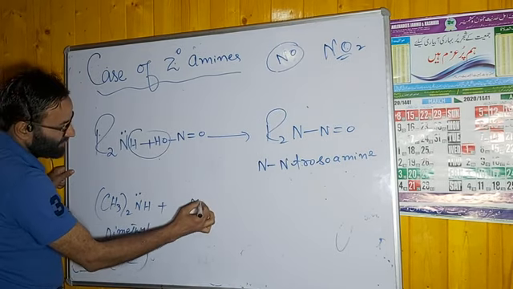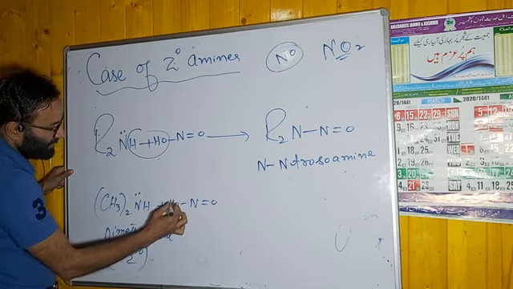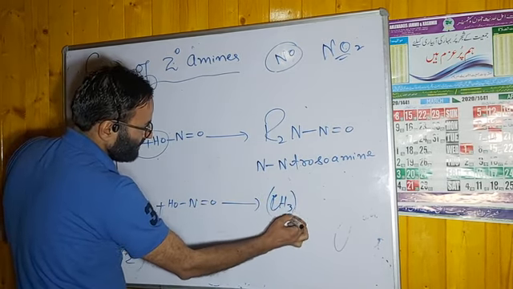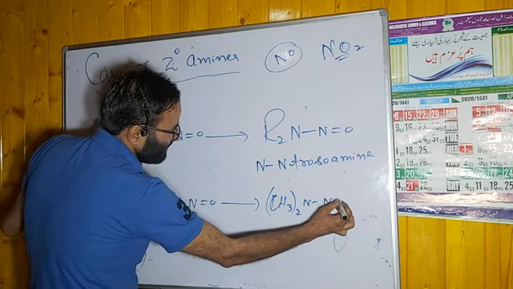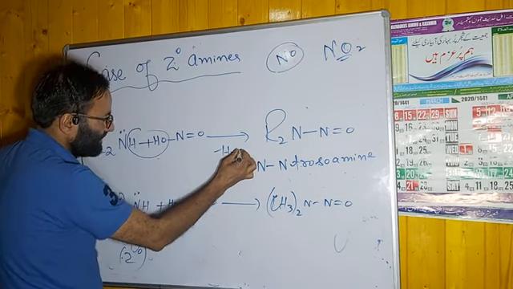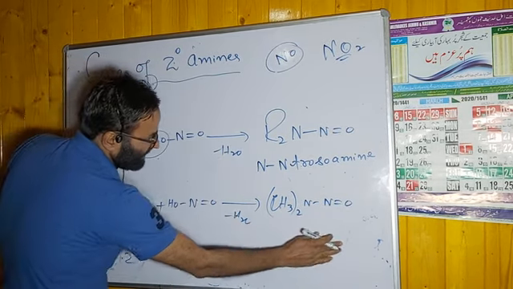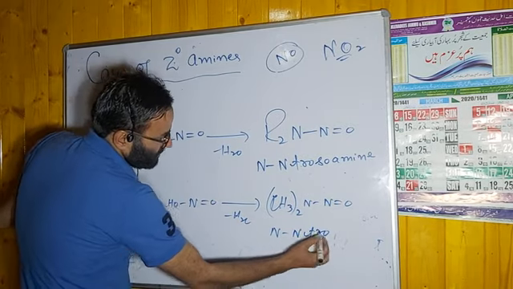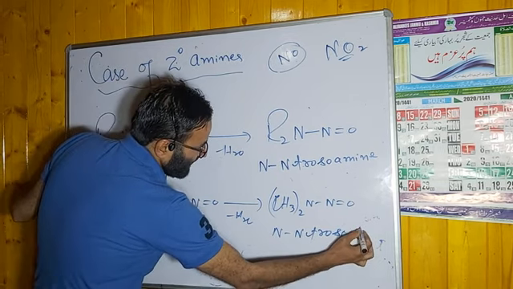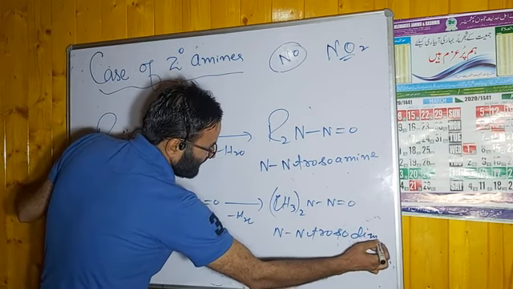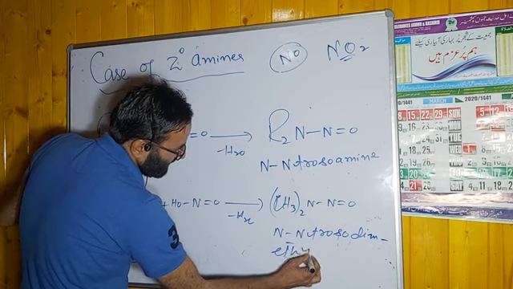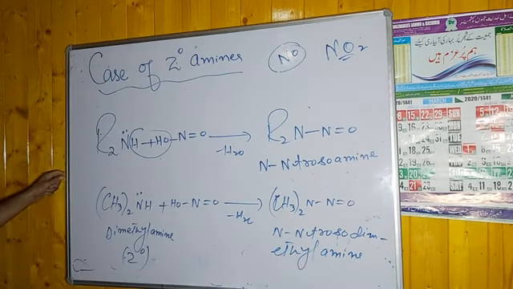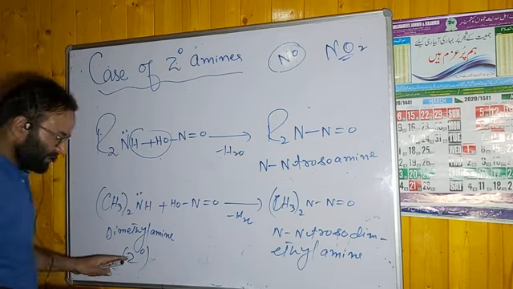Take the same reaction. You will have (CH3)2N=O, yahan pe minus water niklega. Yahan pe naam kya aega? N-nitrosodimethylamine. Jo parent ka naam hai, wohi aega yahan pe bhi. N-nitrosodimethylamine. This is 2 degree aliphatic.